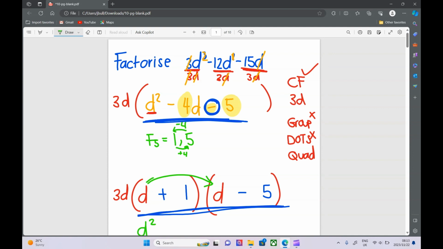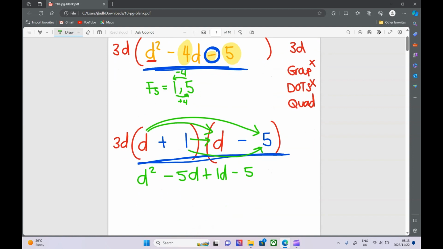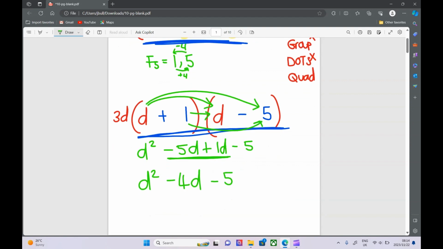d times d is d squared. d times minus 5 is minus 5d. 1 times d is d, 1d. 1 times minus 5 is minus 5. Let's just check this works out. So d squared, minus 5d plus 1d gives me minus 4d. And that just stays minus 5. So we can see this does give us the right quadratic. So it gives us this one up here that we wanted. If that's the case, it means the signs are in the right order.